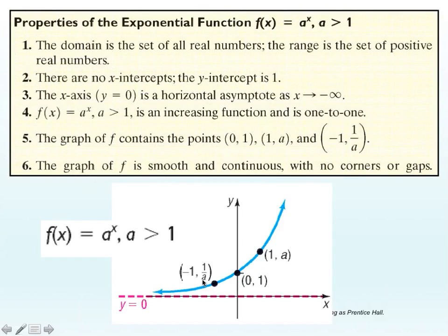Now this is not something you need to memorize, because if you need to actually pick these points, I would go ahead and use your equation and find the actual values by plugging in. Now the graph is going to be smooth and continuous, just like polynomials, without any corners or gaps here. So it's going to look something like this nice little smooth curve here.